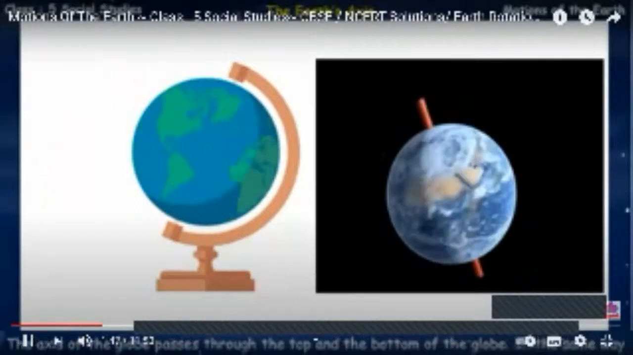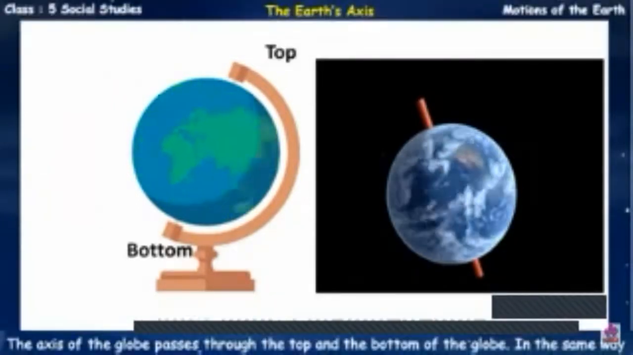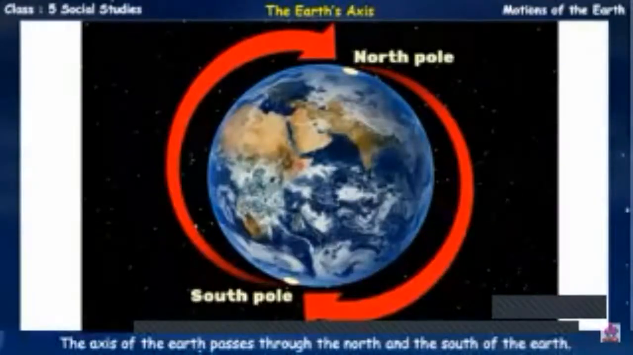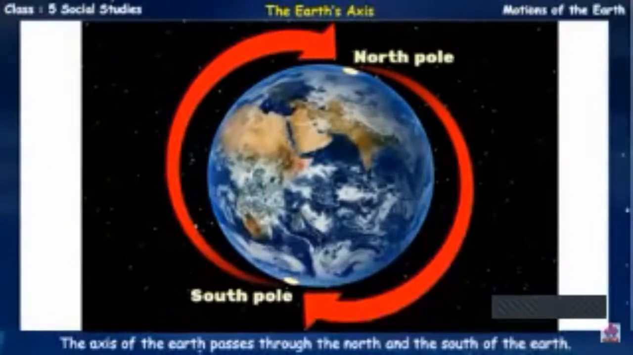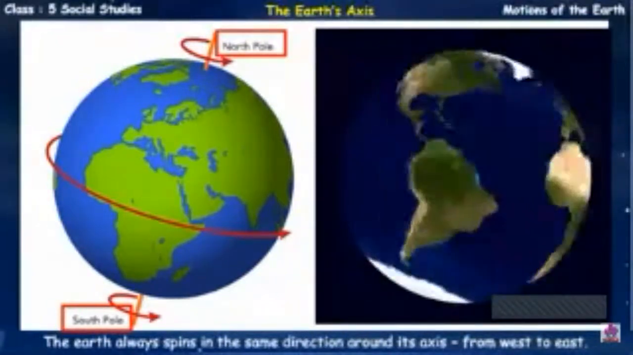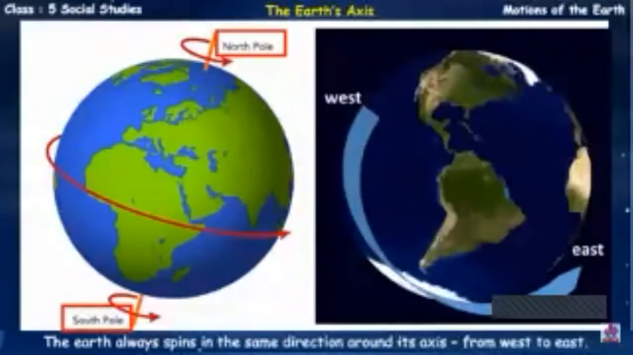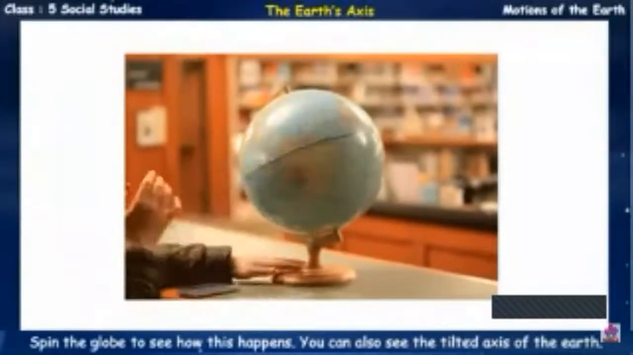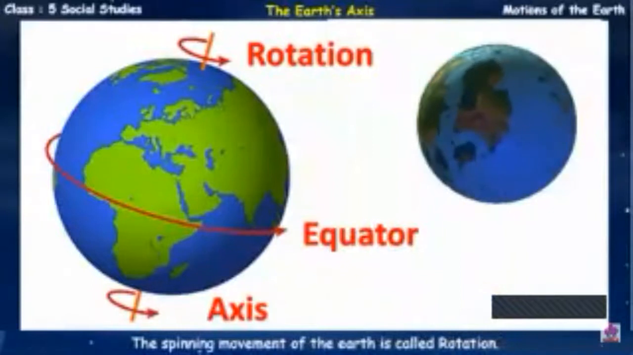The axis of the globe passes through the top and the bottom of the globe. In the same way, the axis of the Earth passes through the north and the south of the Earth. In the north, this point is called the North Pole. In the south, it is called the South Pole. The Earth always spins in the same direction around its axis, from west to east. Spin the globe to see how this happens. You can also see the tilted axis of the Earth. The spinning movement of the Earth is called rotation.